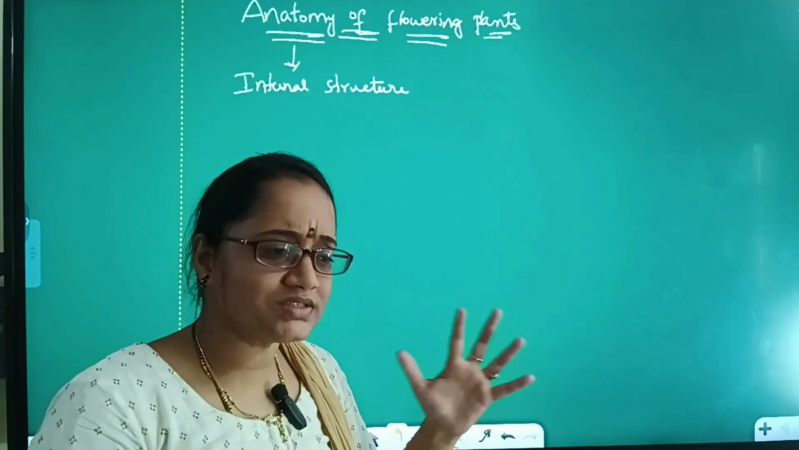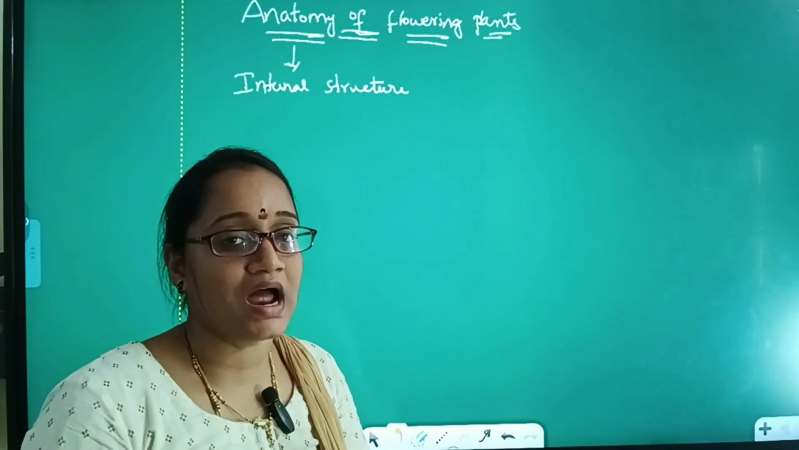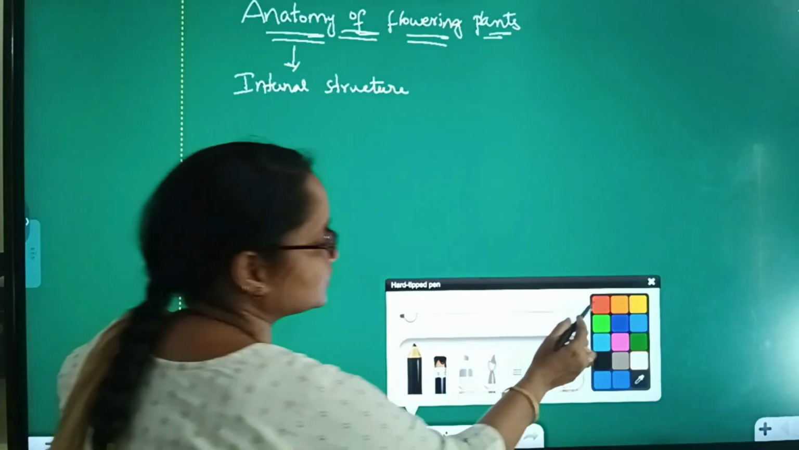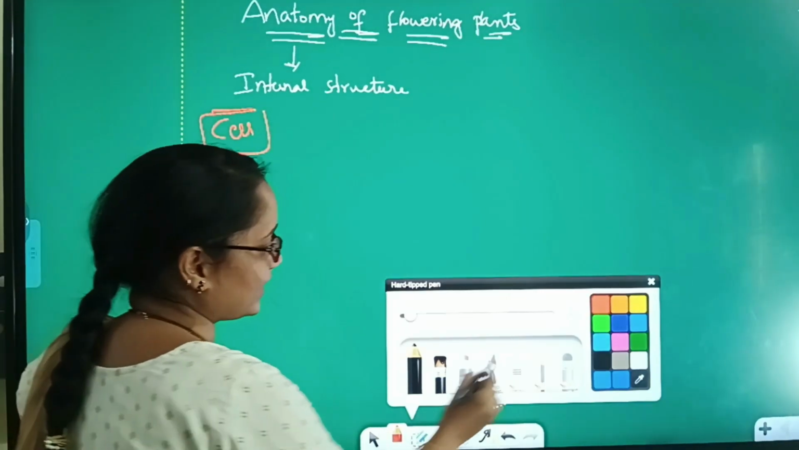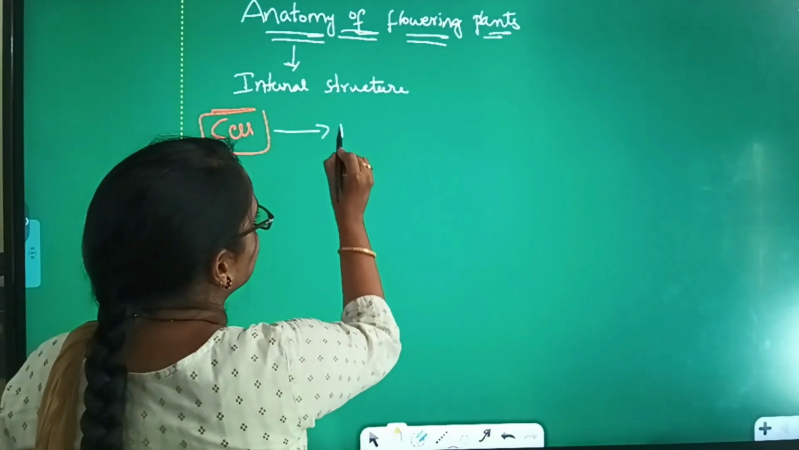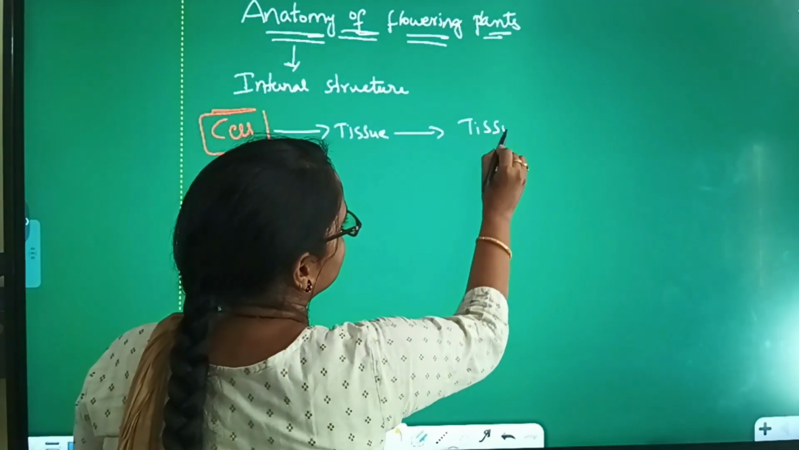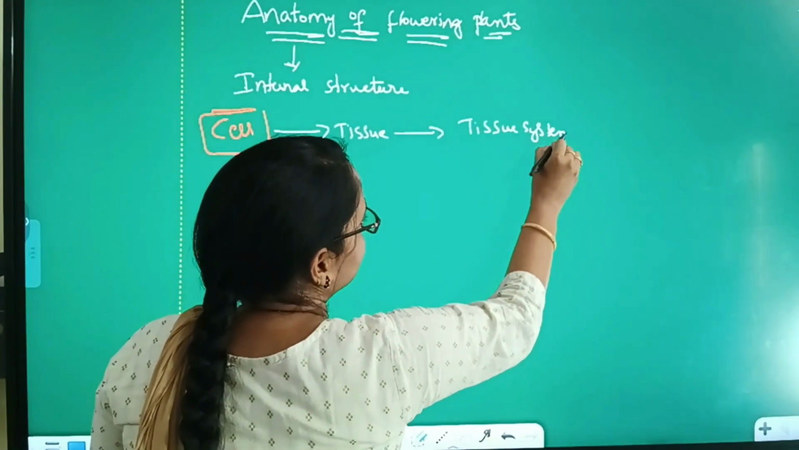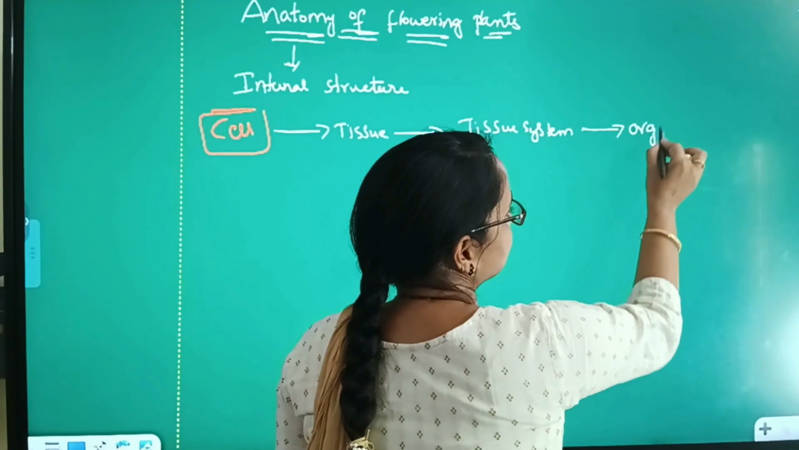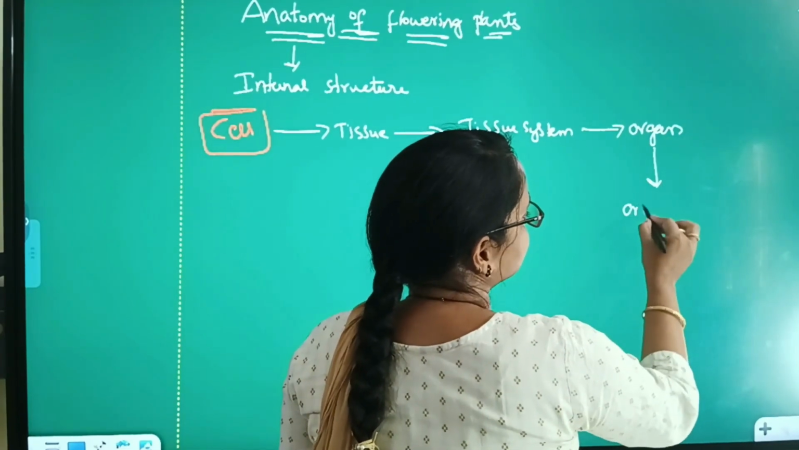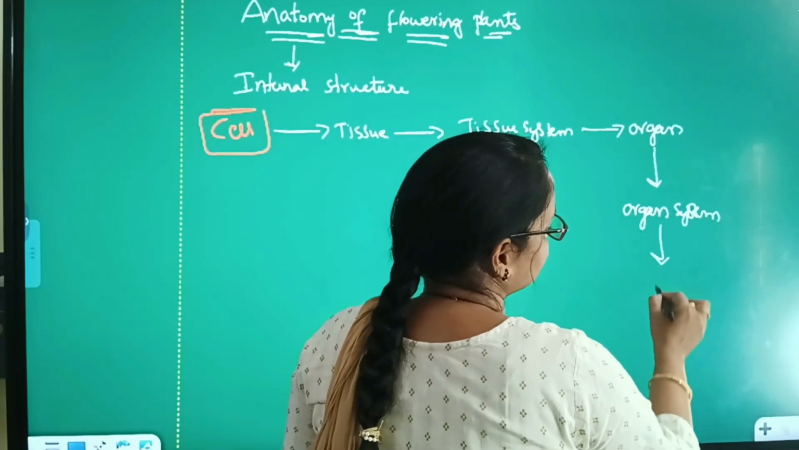Right, in anatomy, first, each and every organ, organism, and system is going to start from the cell. These cells will get organized to form tissue, then to tissue system, then tissue systems get organized and form organ, then to organ system, then finally to organism, that is, plants.